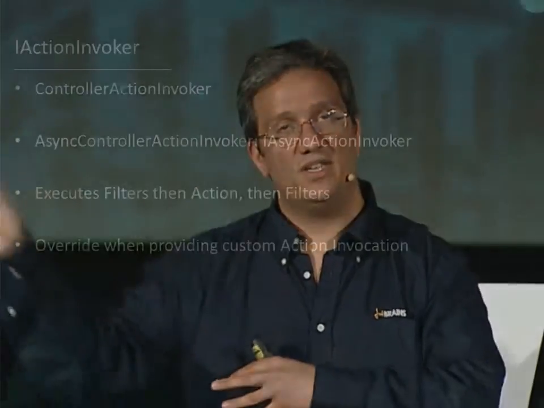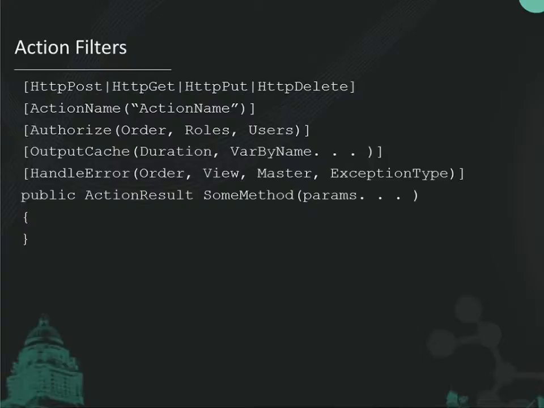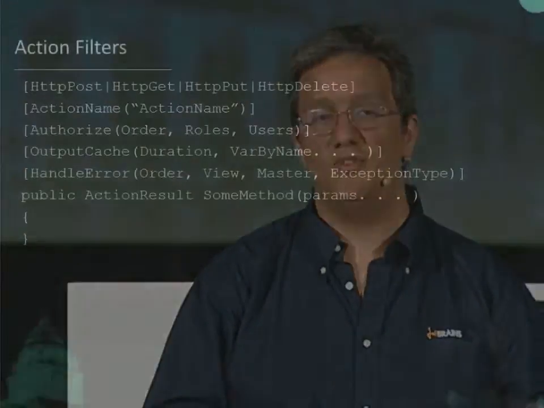Here it's exactly the same. We have the ControllerActionInvoker, and we have the AsyncControllerActionInvoker, which is for asynchronous controllers. The default ControllerActionInvoker executes filters, then actions, and then some more filters. Action filters. You've used these: HttpPost, Get, Put, Delete, ActionName, Authorize, OutputCache. All of these are typical. I mean, all ASP.NET MVC applications have them. You've used them at some point in time.